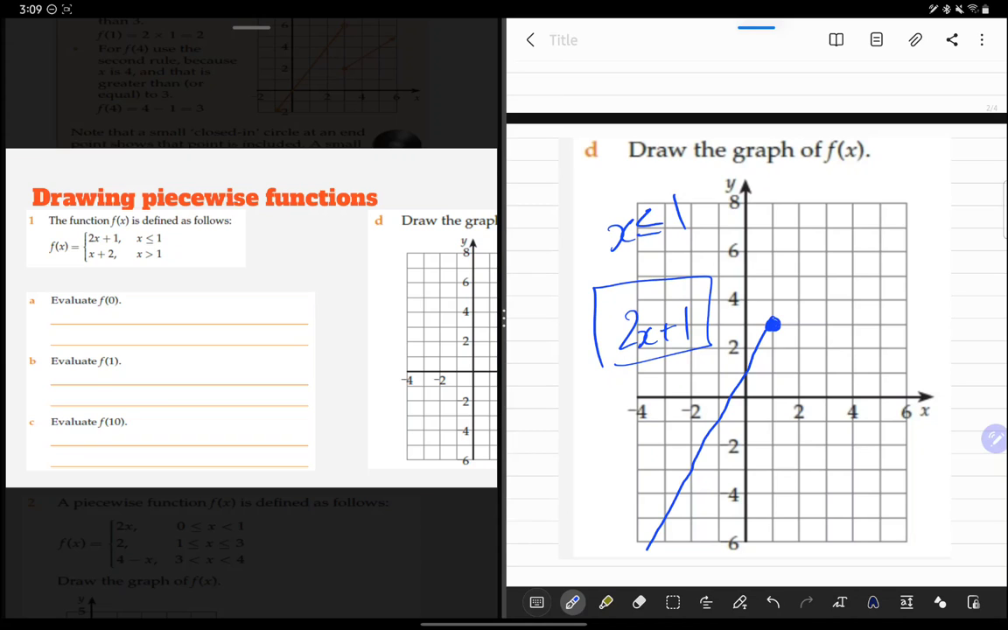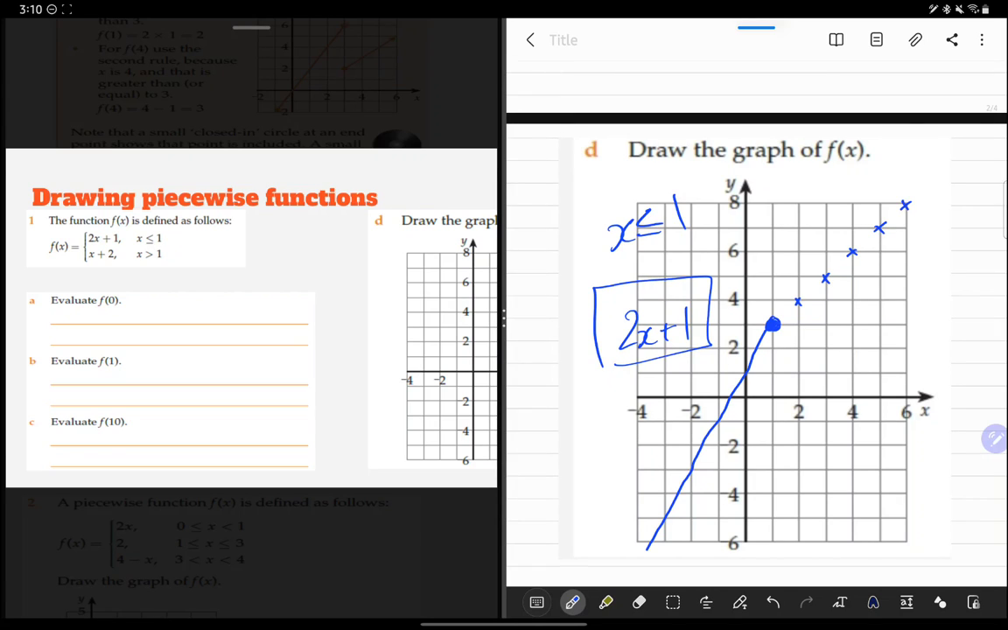Cool. x plus 2. So if I say 1, let's start at 1. 1 plus 2, it should be 3. Cool. It actually touches the same point. So I don't need to actually do anything with this dot because both equations go to that same point. So I can leave that point filled in. 2 plus 2 is 4. 3 plus 2 is 5. And then so on and so forth.